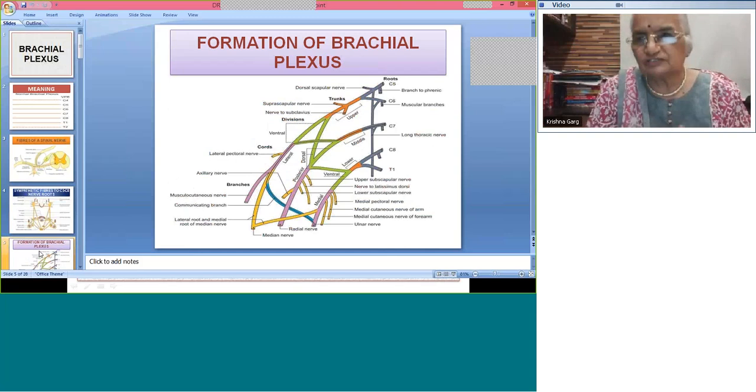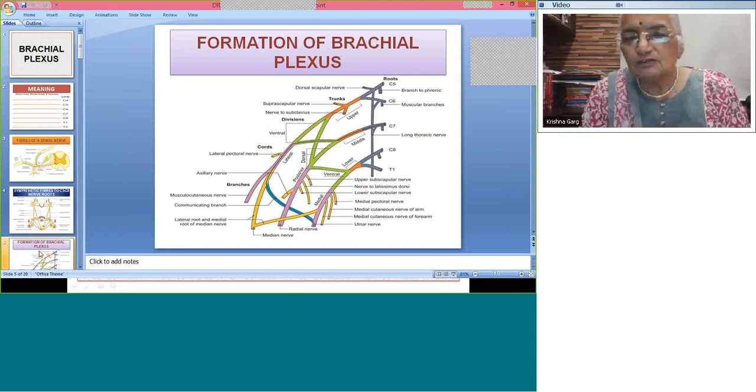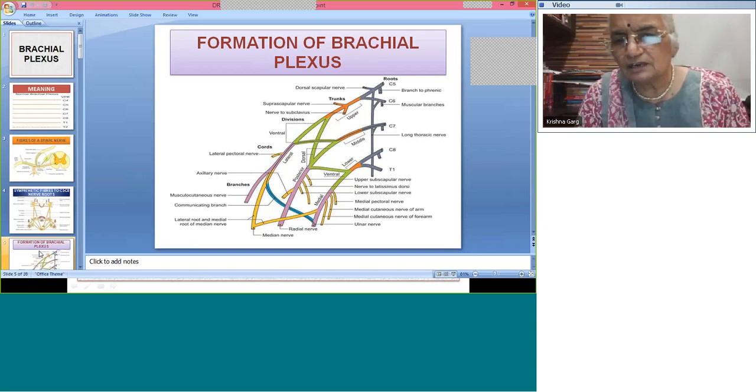The formation of the brachial plexus. This is a very important component. The brachial plexus is made up of roots, trunks, divisions, cords, and branches. I will be confining myself only to roots, trunks, divisions, and cords. The roots or rami are formed by C5, C6, C7, C8, and T1 segments of the spinal cord. These roots of C5 and C6 join to form the upper trunk of the brachial plexus. C7 remains single and forms the middle trunk of the brachial plexus.